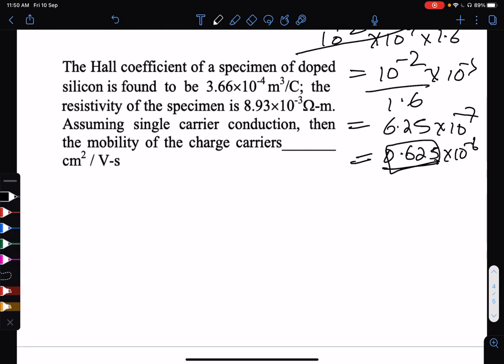So the next question is about the Hall coefficient of a doped specimen. RH is given. Please think, I forgot that the Hall coefficient is generally in units of meter cube per coulomb. Hall coefficient is 1 by n e. So the unit is generally seen as m cube by C, not as the SI unit, or in CGS, centimeter cube by C. Please remember that, okay.